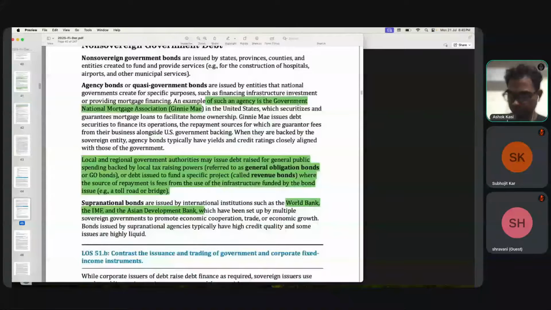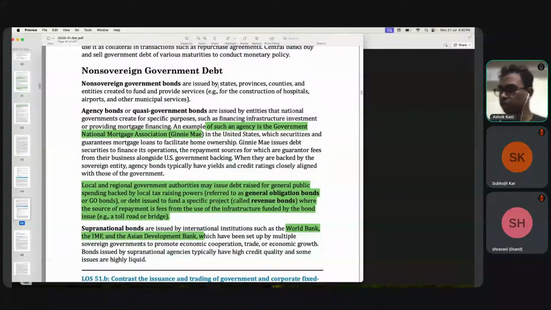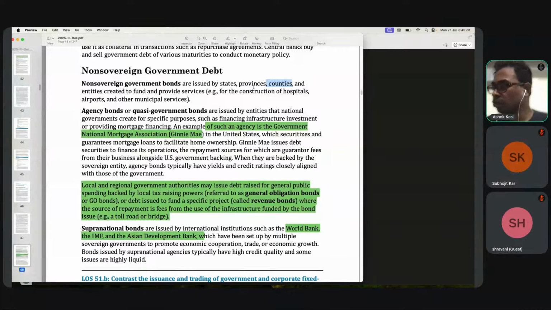Non-sovereign government debt means debt not issued by the national government. Sovereign means national government. However, it is issued by states, provinces, and counties. Counties are districts, what we call district, they say counties. Provinces are regions. So these are issued by states, districts, and others for the construction of hospitals, airports, and other municipal services.